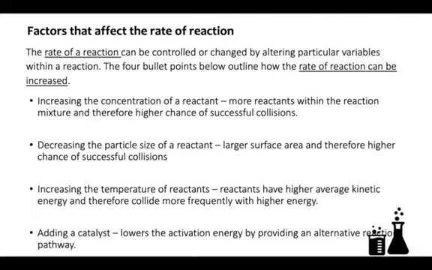So, factors that affect the rate of a reaction. The rate of a reaction can be controlled or changed by altering certain variables, and the 4 variables that I'm going to outline shortly are the variables that are able to control the rate of a reaction. And these are the ones that you've got to be aware of inside of the National 5 chemistry course.